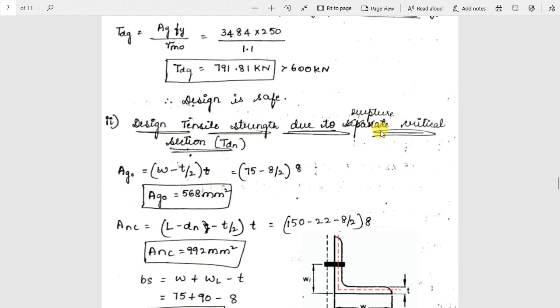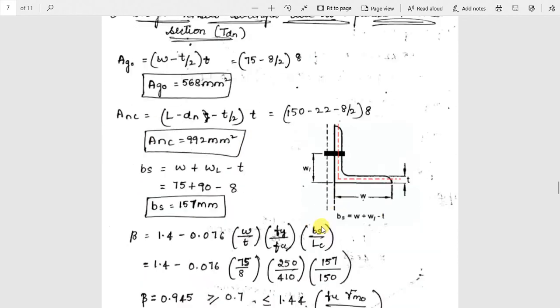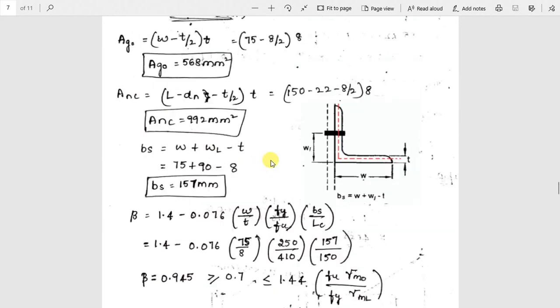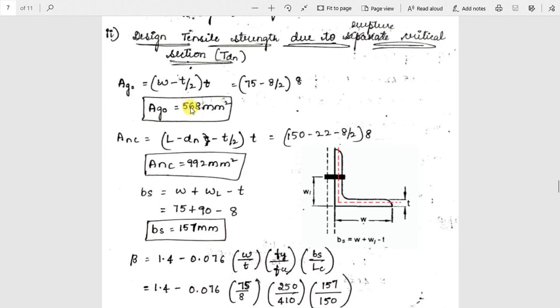If you move on to the rupture of critical section, once again you are using an angle section, so this is the formula which you have to use. First you have to calculate Agо, Anc and beta. Once again, Ago is (W minus t by 2) into t, the gross area of the outstand leg. The outstand leg is 75 minus 8 by 2, this distance should be deducted, into thickness 8. So Anc, once again, is the net area of the connected leg.